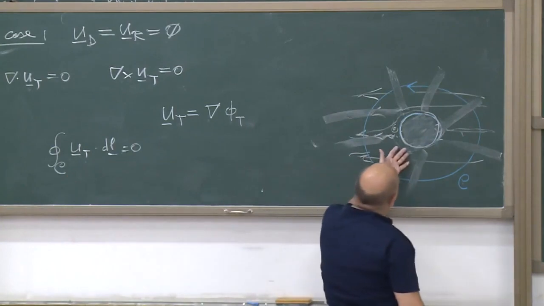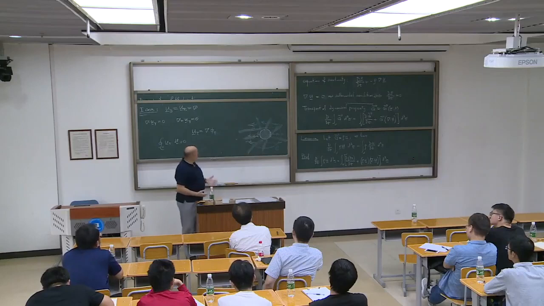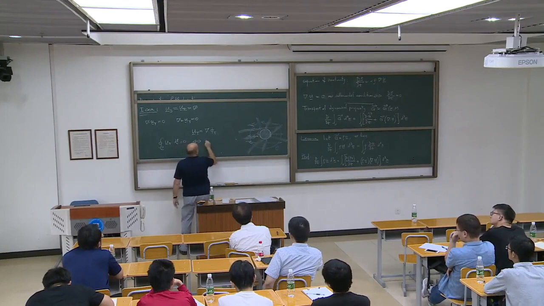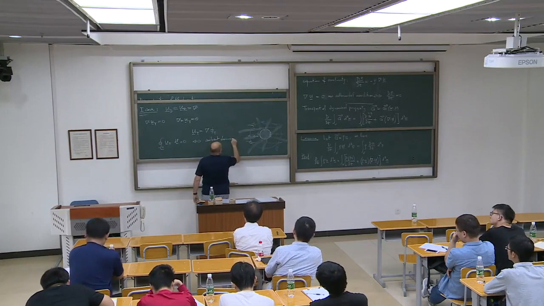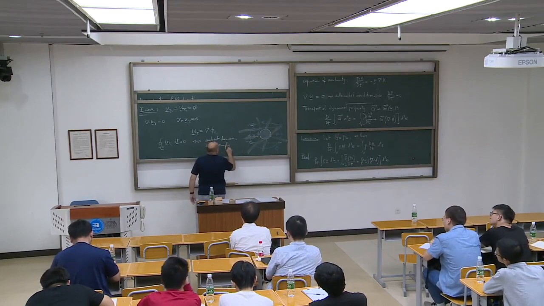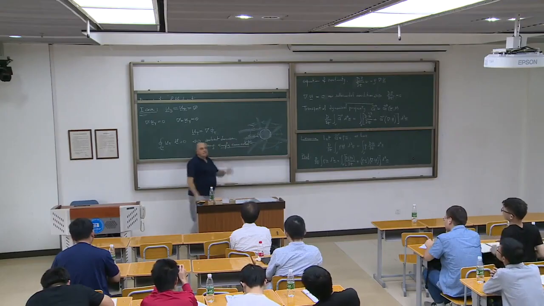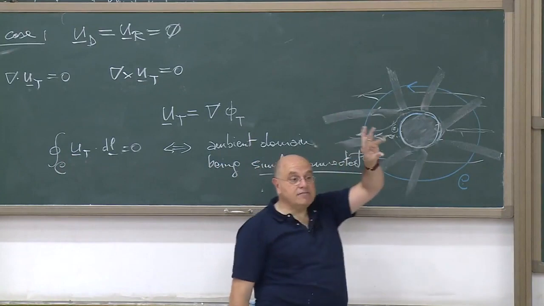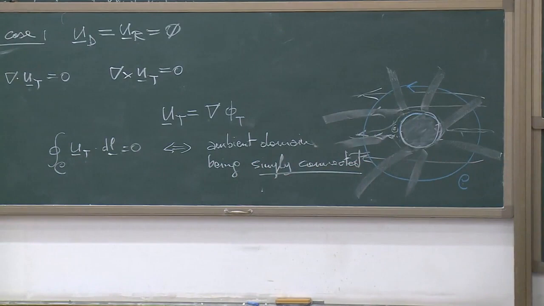That means that my ambient space is no longer simply connected. So for this to work, I need the ambient domain to be simply connected. What does it mean, simply connected? It means that any curve I draw on this domain can be reduced to a point, is reducible. If I have a hole, or two holes, even worse.